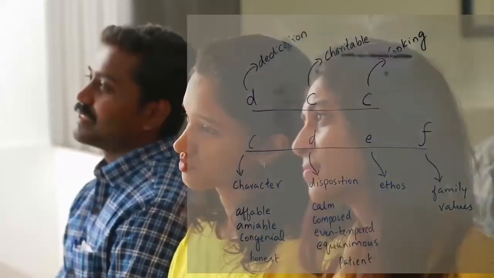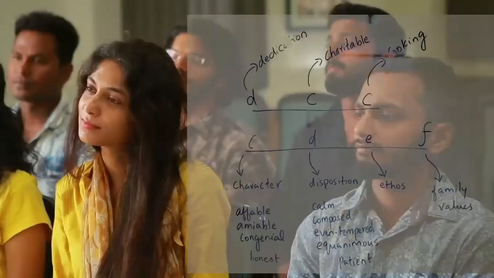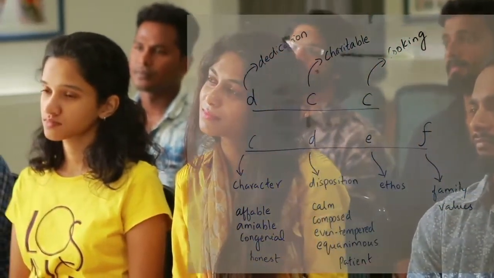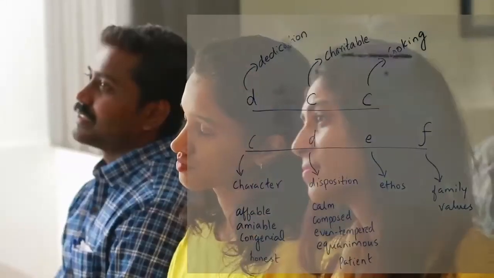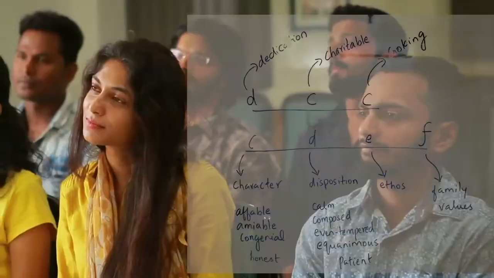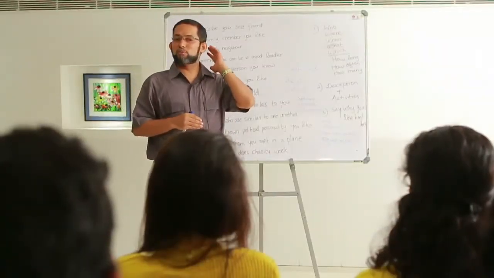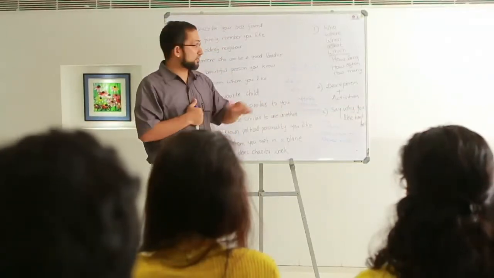His character: affable, amiable, congenial. His disposition: calm, composed, even-tempered, equanimous. And finally, what you like about him is his ethos, family values. Family comes to him before everything else, and he makes sure to spend quality time with his family in spite of his busy schedule. So he's got so many positive attributes. There's no reason why you wouldn't like him at all. So that's why he's your favorite. He's your best friend.